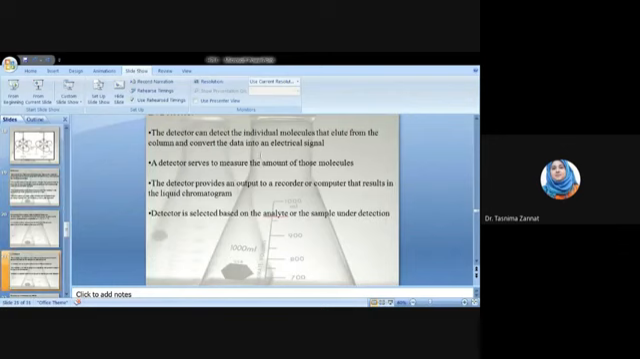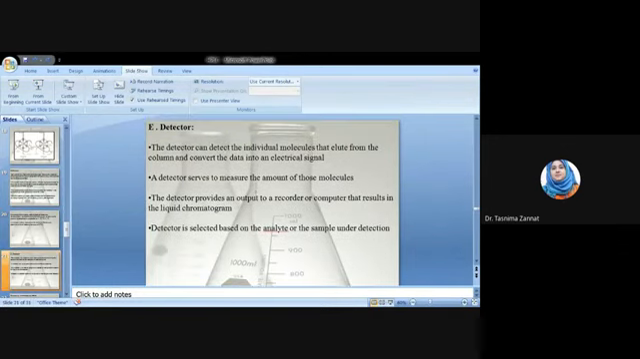It's the guard column. Detector is attached to the exit point of the column, and detector can detect the individual molecules that elute from the column, and it can convert this molecular data into an electrical signal and send to the output device like computer. A detector serves to measure the amount of those molecules, and the detector provides an output to a recorder. It means it can send the signal to the computer, and we can get the result from the computer.